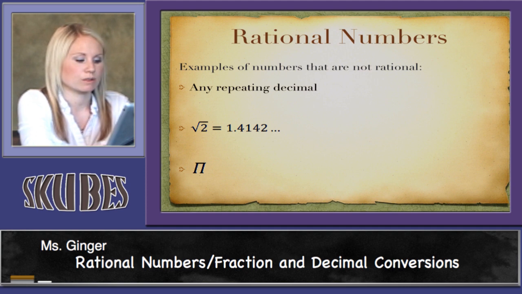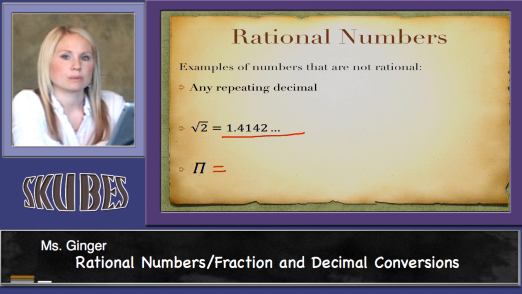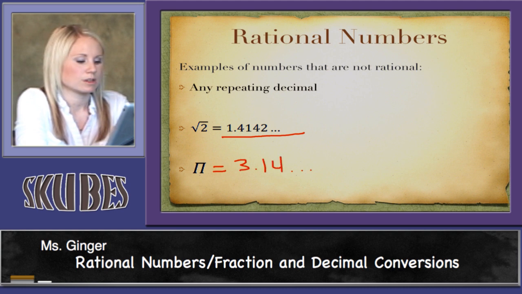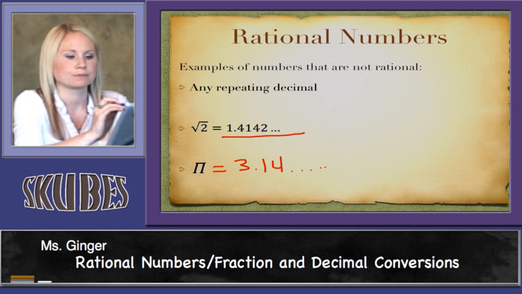For instance, the square root of 2 continues on and on. So there is no ending digit that we could convert to a fraction. Or pi, same situation, 3.14 and continues on. So we would not be able to write that as a fraction, therefore it is irrational.